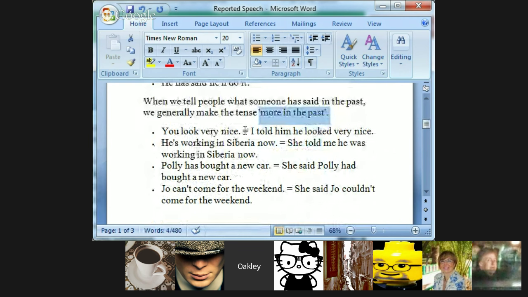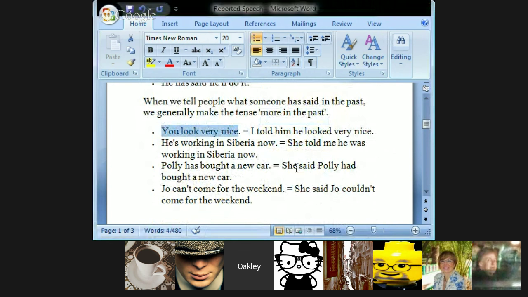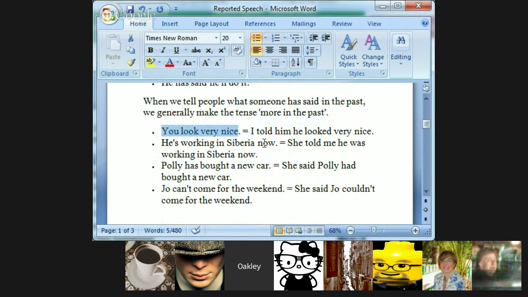Okay, so "You look very nice." All right. "I told him he looked very nice." So, Ken, actually, you can help me out here. This is what was actually said. Really, it should be in quotes. "You look very nice." So the verb tense here is present, it's present simple, and it changes to past simple. Indeed, it does.